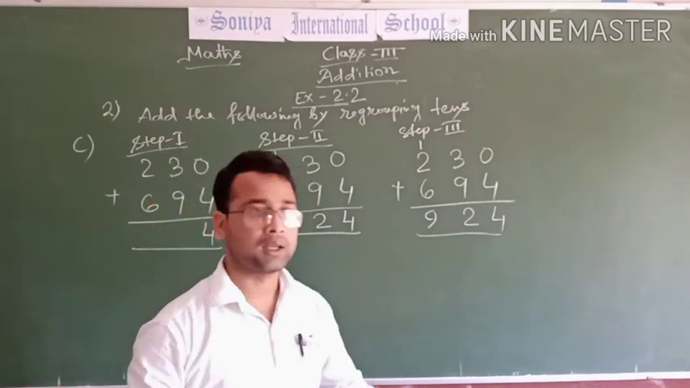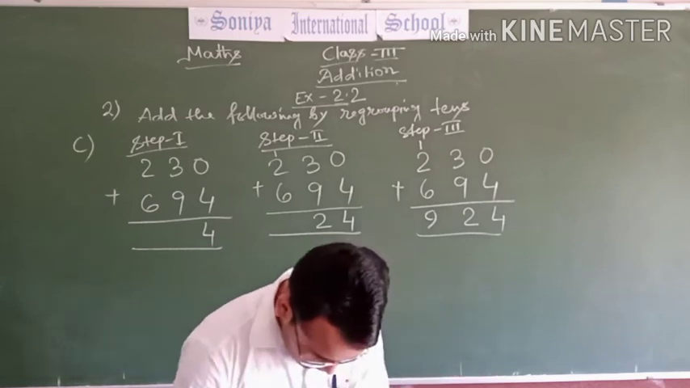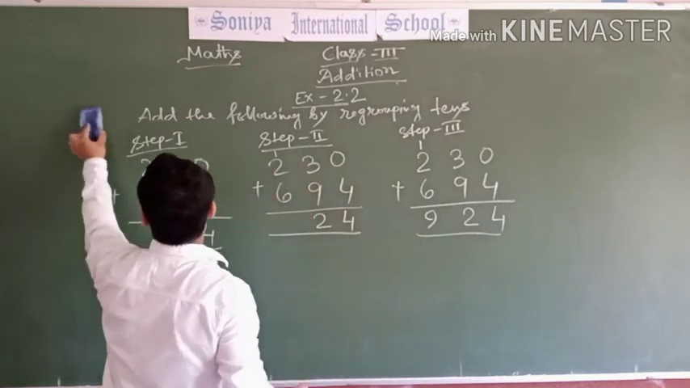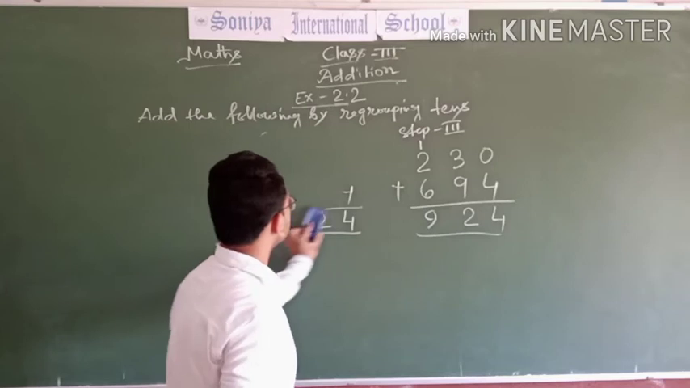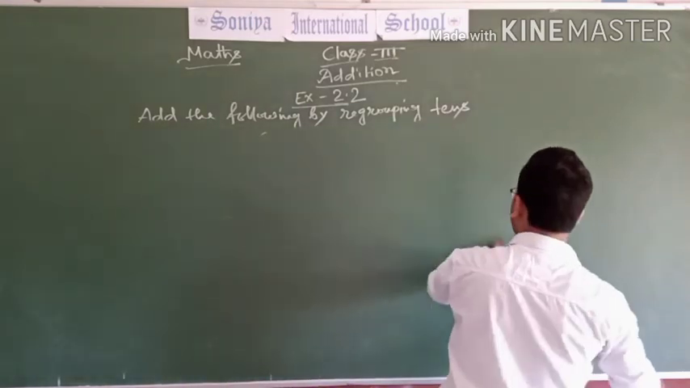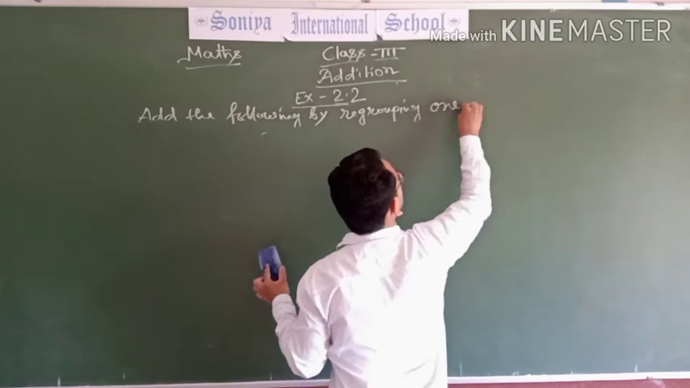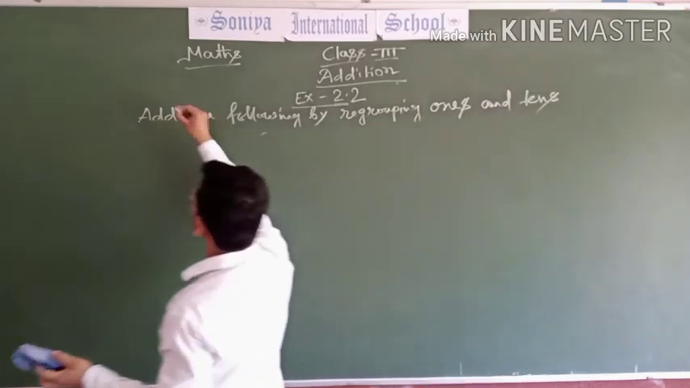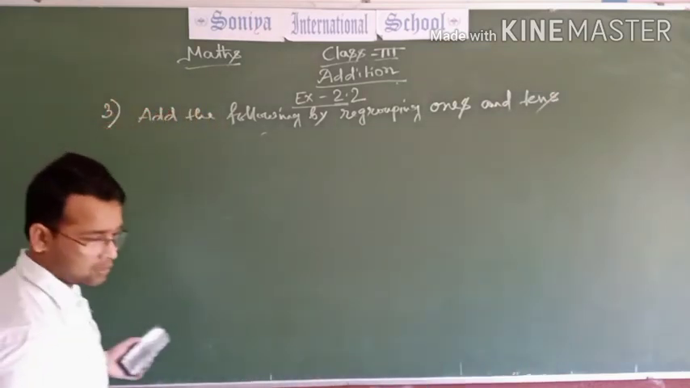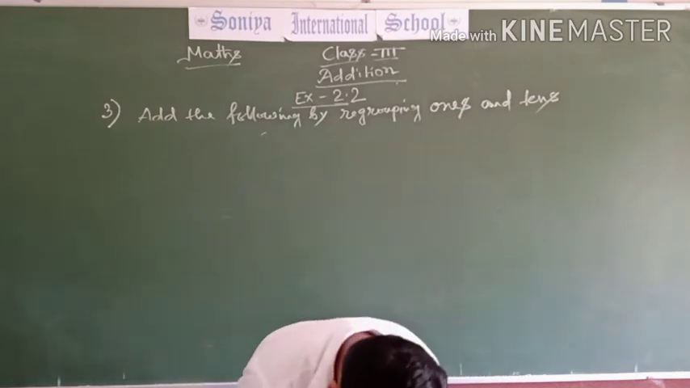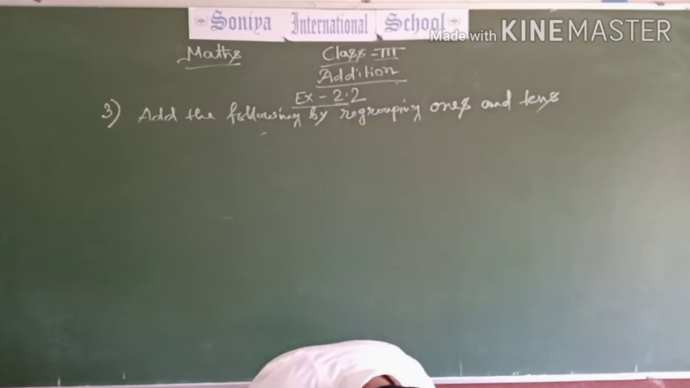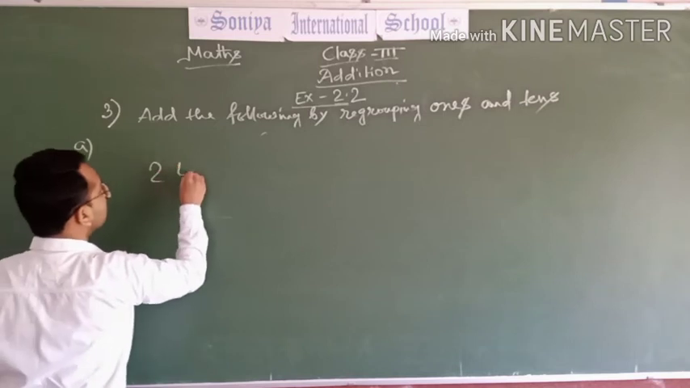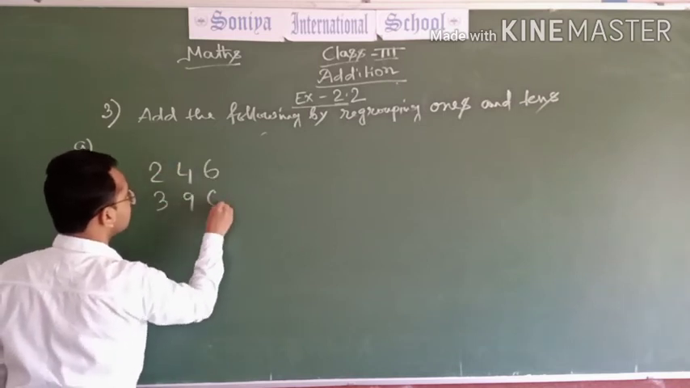Now the next one, regrouping twice, by ones and tens, that is twice. Number 3, add the following by regrouping ones and tens. This one, 3. Now take 246 and 396.